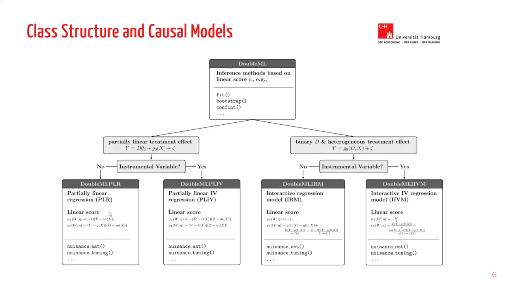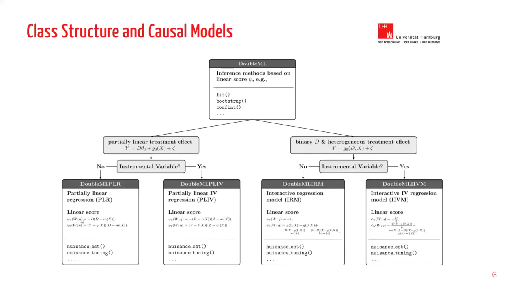All that is implemented in this abstract base class. And then we have different subclasses, the model-specific classes. For example, are we considering a partial linear model? And then you can go through all these cases. Do we have an instrumental variable or not? If you don't have it, then we end up in the partial linear regression model. And this is associated with a particular score function. So the score function is here. There are different scores available also for partial linear models. So consider this one here.